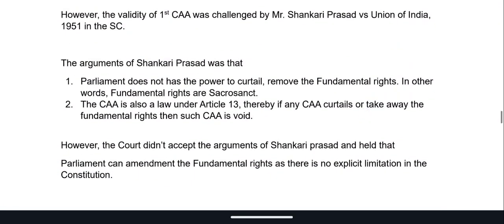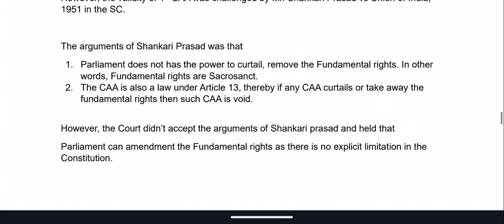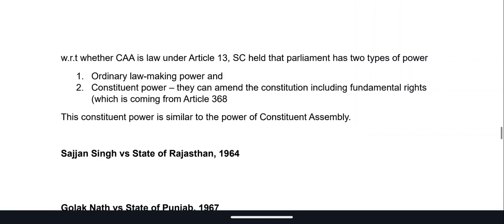Now, what the Supreme Court had said is very crucial. In the constitution there is an article called Article 368, which deals with the constitutional amendment procedures. While analyzing this part, the Supreme Court said that parliament has two types of powers when it comes to law enactments and the constitution. One is the ordinary lawmaking power. The other one is the constituent power.